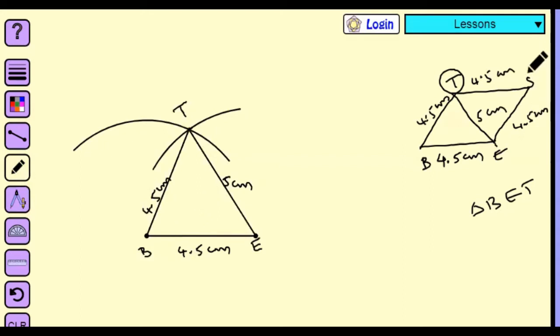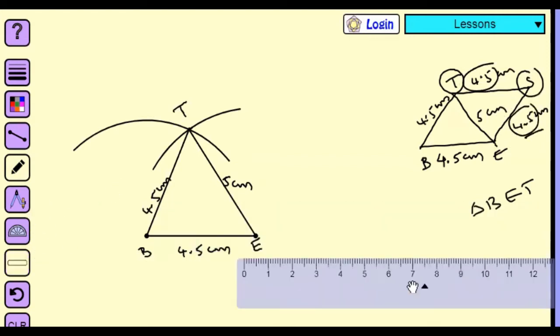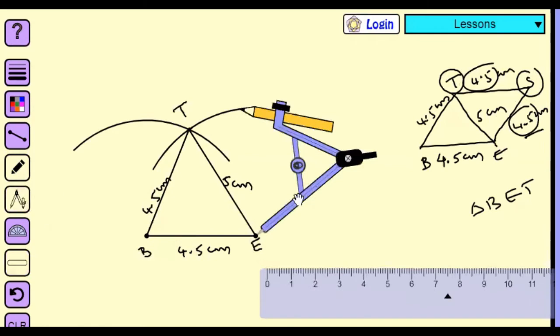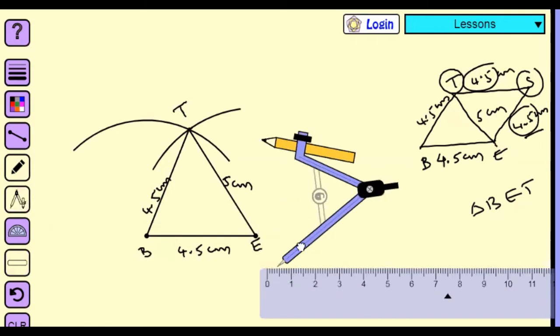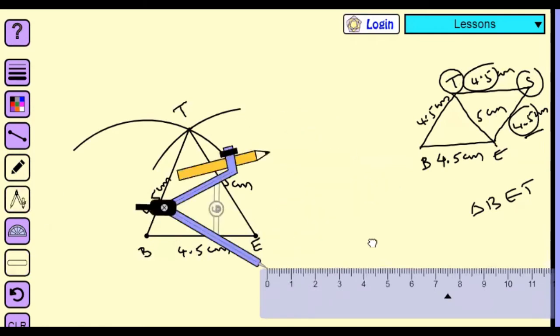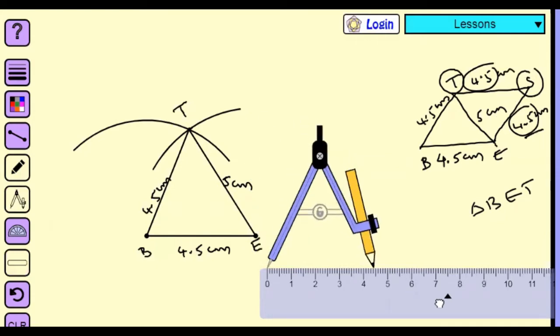Now we are going to locate a point S. So to locate the point S, draw an arc with center T and radius 4 centimeters, and draw another arc which cuts the previous arc with E as the center and radius 4.5. Now these both are 4.5 and 4.5. Now you should take the radius as 4.5 and you can continue with the same radius. Now take the compass radius as 4.5 centimeters.